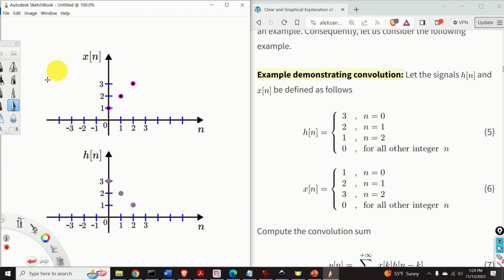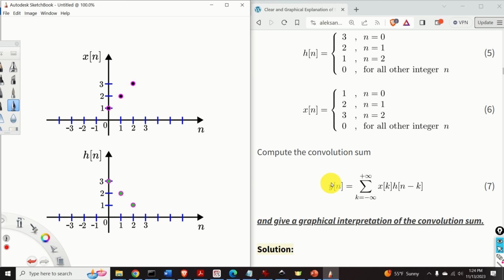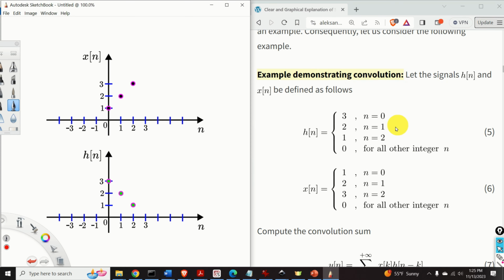The best approach for understanding a new mathematical concept is to immediately consider an example. And consequently, let's solve an example that will illustrate convolution sums. Here is the example. Our goal is to compute the convolution of two signals given over here. That is, we want to compute this sum and we want to give a graphical interpretation of the convolution sum. The signals h of n and x of n are defined like this.